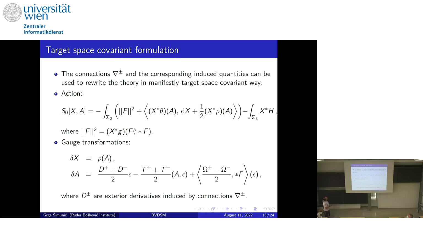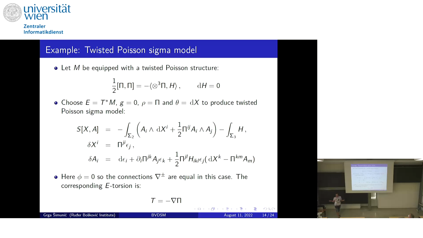Okay, now one example that was just now mentioned is the twisted Poisson sigma model that we obtained by choosing the Lie algebroid to be a cotangent bundle, the anchor to be just the Poisson bivector, or more specifically the twisted Poisson bivector that satisfied this condition, theta to be dX, and then one extra condition, we put g to 0 in order to obtain the standard twisted Poisson sigma model. So this is a nice example.